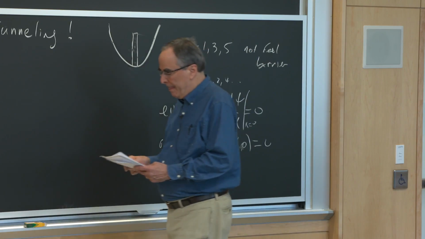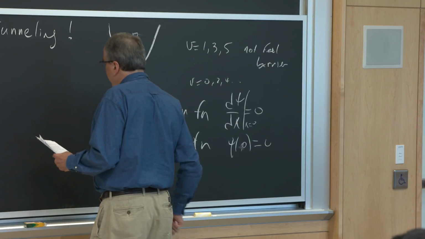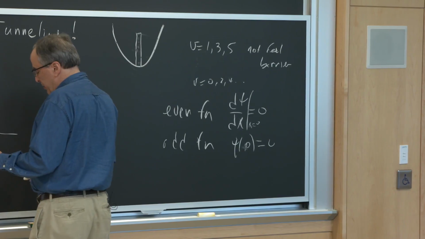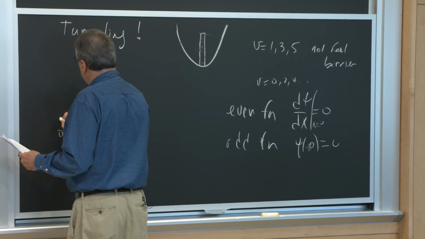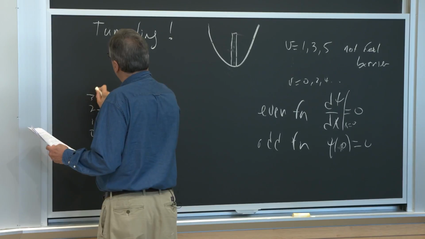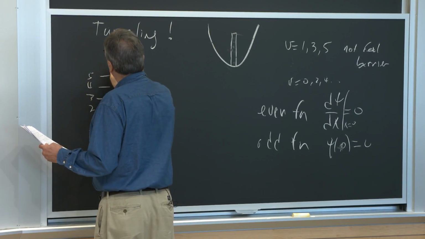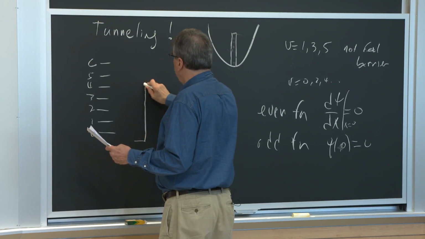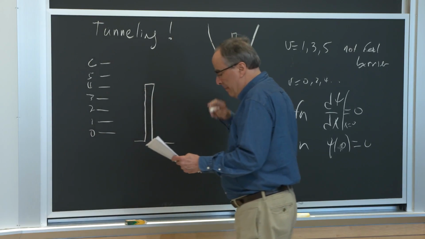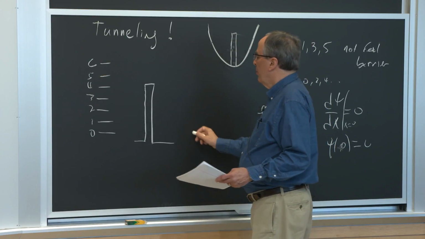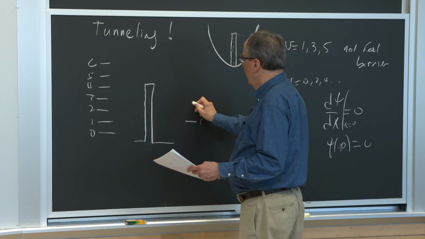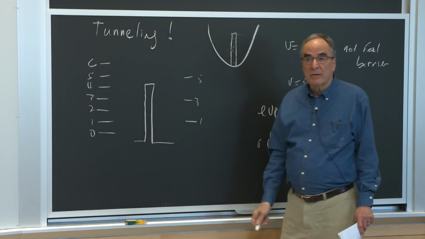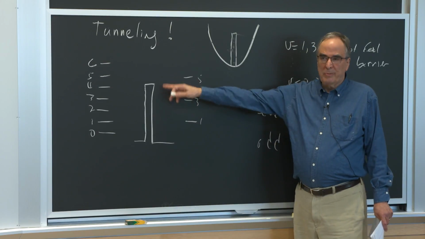So let's look at what happens to the even functions. Let's just draw a picture of the harmonic oscillator energy levels, and we have a barrier, which we say maybe goes that high. And so we have 1, and we have 3, and we have 5. They're basically not affected by the barrier because they have a node at the barrier.